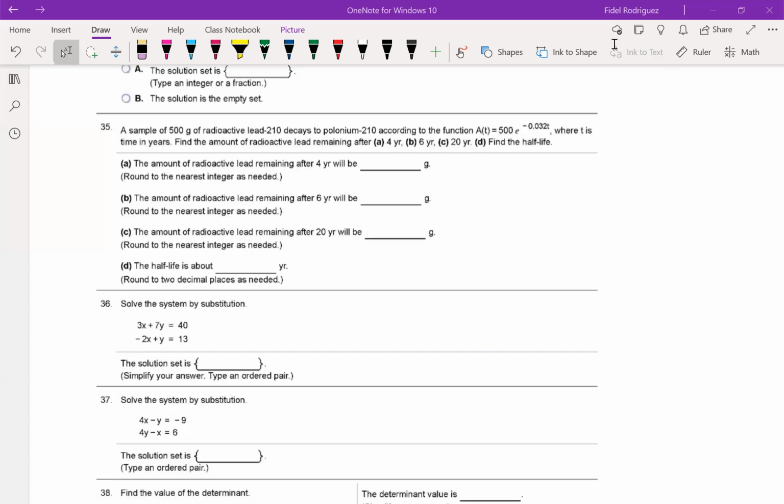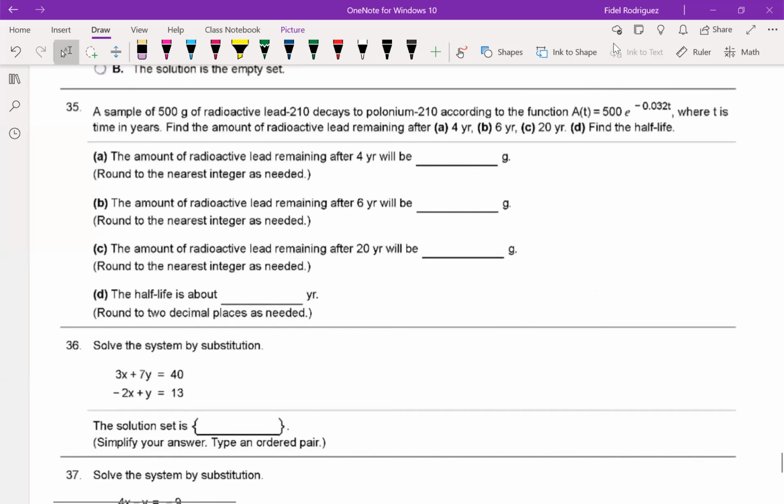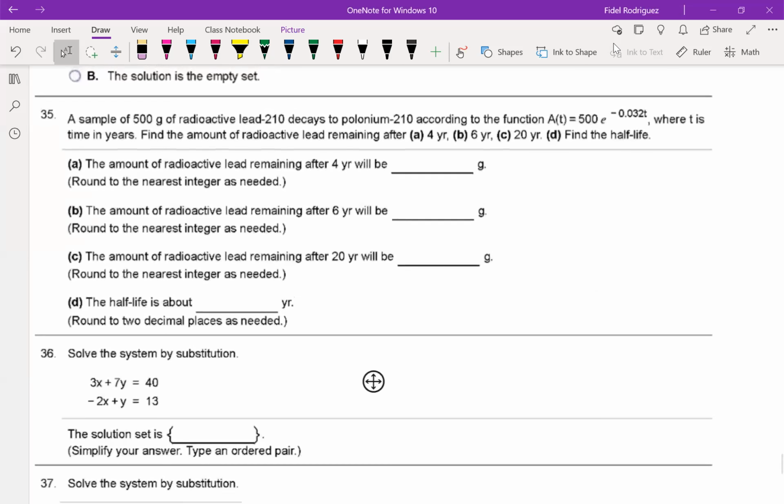But let's take a look at number 35 and let's see if we can figure this one out. Okay, so 35 says a sample of 500 grams of radioactive lead-210 decays to polonium-210 according to the function. They give me this function right here, where T is the time in years. Then it says, find the amount of radioactive lead remaining after 4 years, 6 years, 20 years. And then they're asking us to find the half-life.